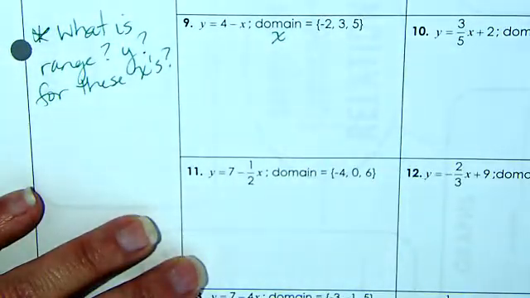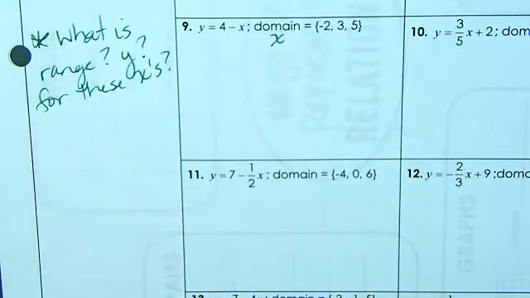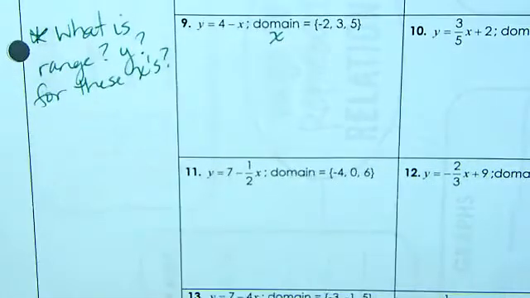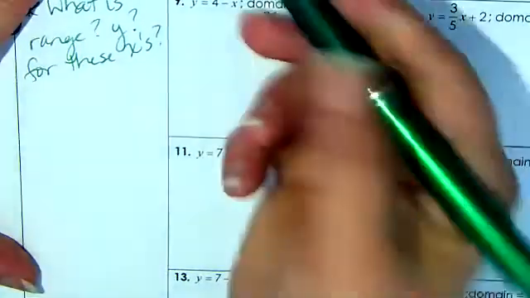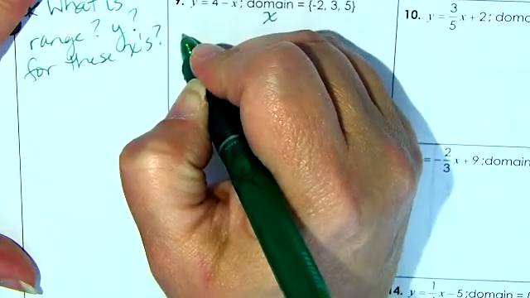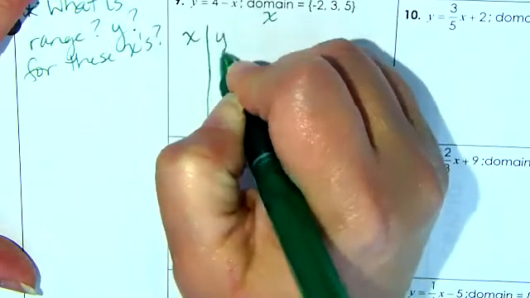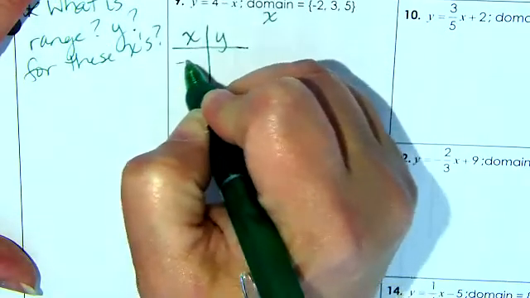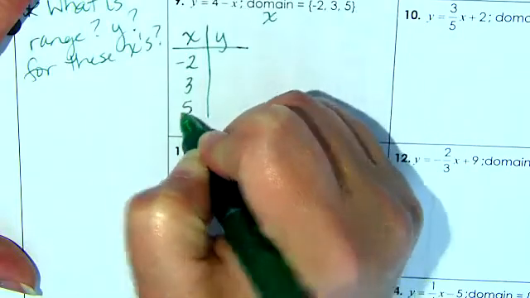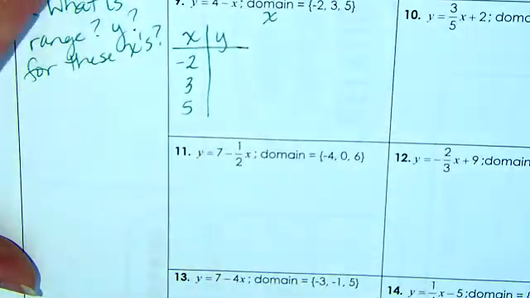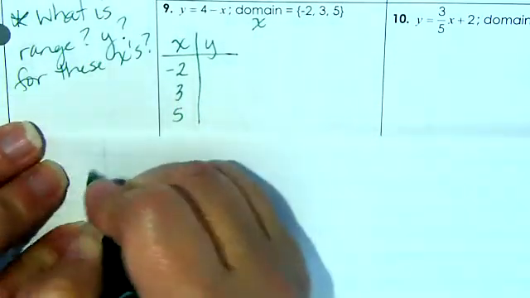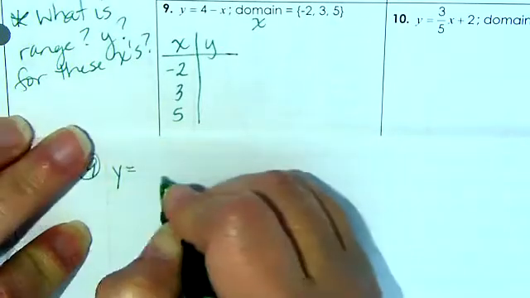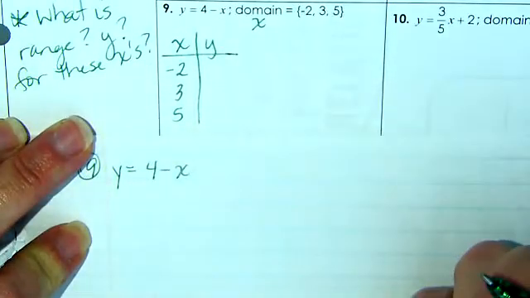Okay, so for my work, there's not enough space in here necessarily to show that work, but what I'm going to do is set up a table of values so I can know what goes with what. So I'm doing -2, 3, 5. I want to know what are the y values that go with this. So I'm going to show my work. This is number 9, and my equation is 4 minus x.